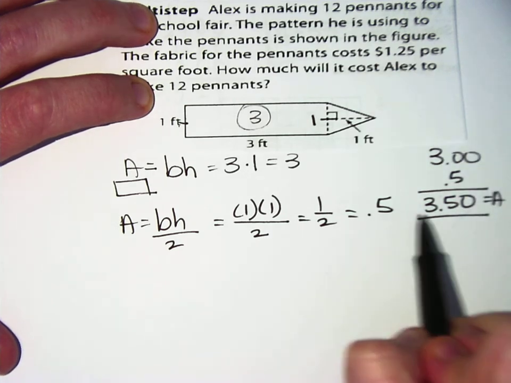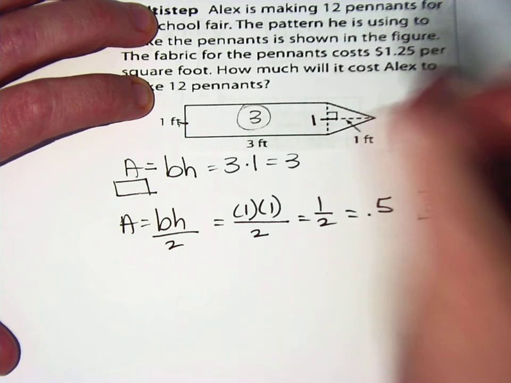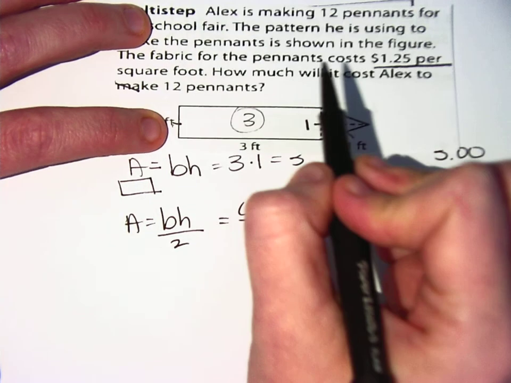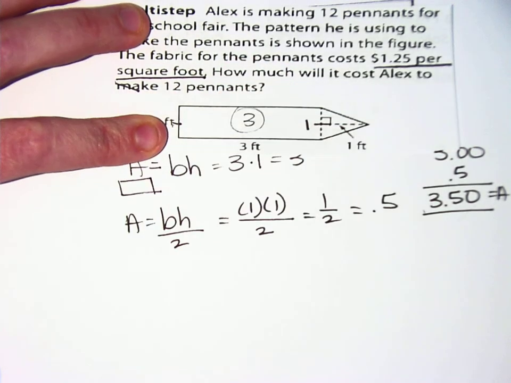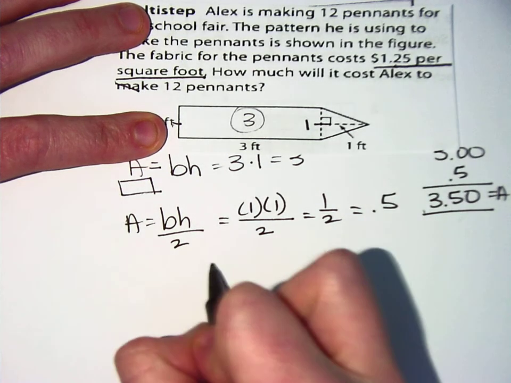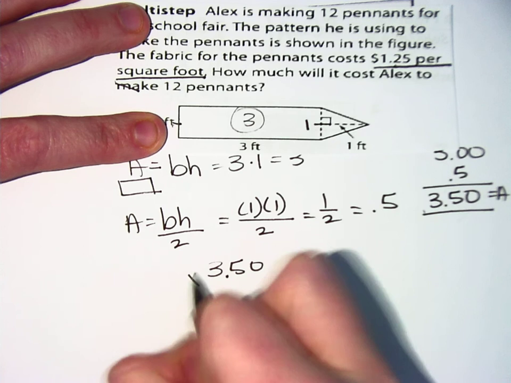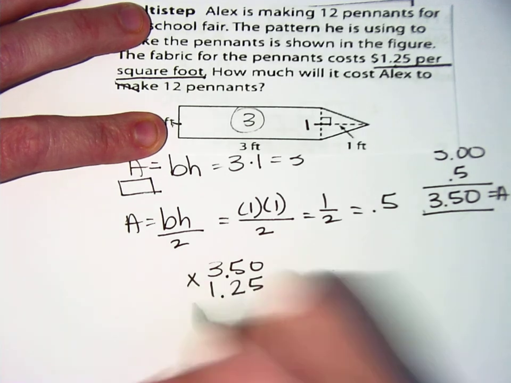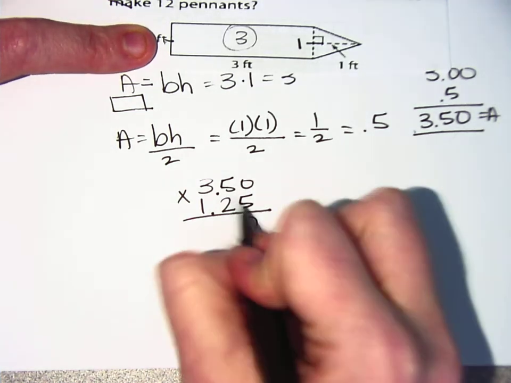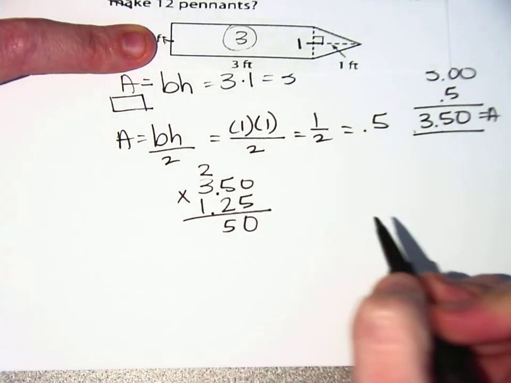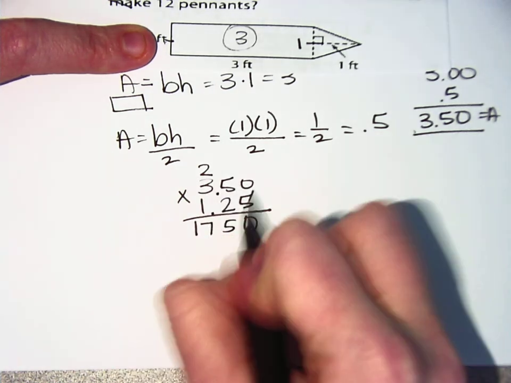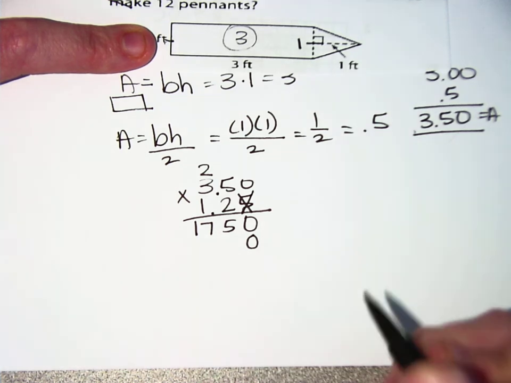So now that we have found our area, we've got to look at our cost. It says $1.25 per square foot. So now you've got to multiply our cost times our square feet. So we have 3.50 times 1.25. And 5 times 0 is 0. 5 times 5 is 25. 5 times 3 is 15, 16, 17. Done with the 5, so we're going to bring down a 0.